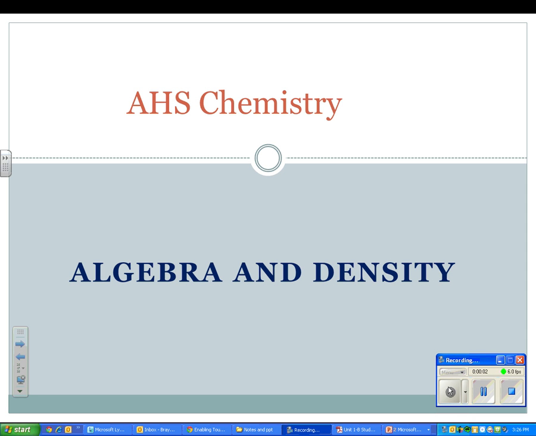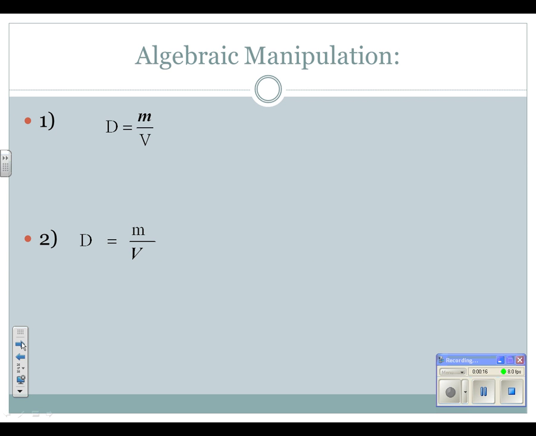Welcome back, guys. Now we're going to start learning how to do the math and talking about density. You're going to use algebra a lot in this class. It's almost applied algebra. And density is something we use a lot in chemistry. You use it a lot with just determining logical things that go along with chemistry.